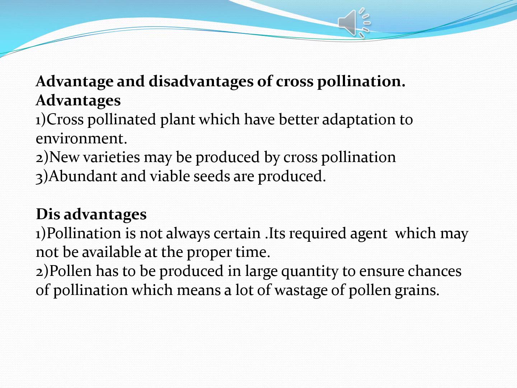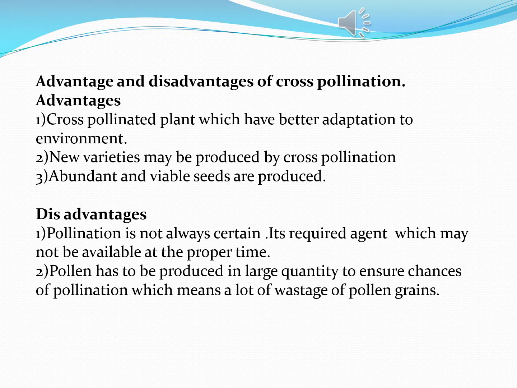be transferred from one flower to another flower within the same species, and there will be chances of carrying genes from one plant to other flowers, and this will bring new varieties in the offspring. Third point, the pollen grains are produced in large quantities, that is, they are abundant, and viable seeds are produced. So these are the advantages of cross pollination.